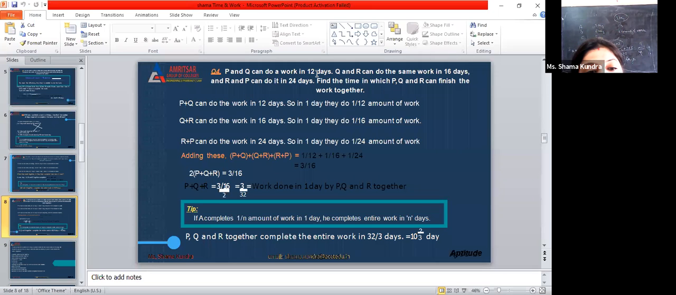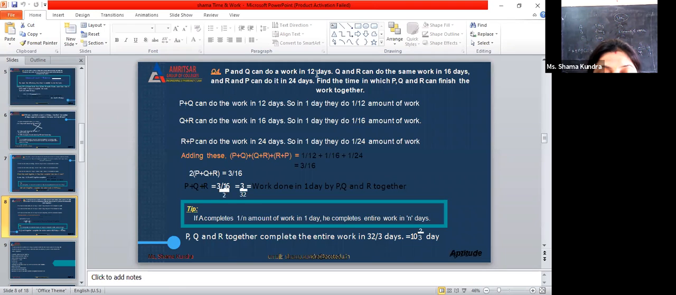We get P plus Q, Q plus R and R plus P. It would be 1 by 12 plus 1 by 16 plus 1 by 24. And on simplification, you will get 2 times P plus Q plus R will be 3 by 16. So here, what do we have? We have to find out the time in which P, Q and R can finish the work together.